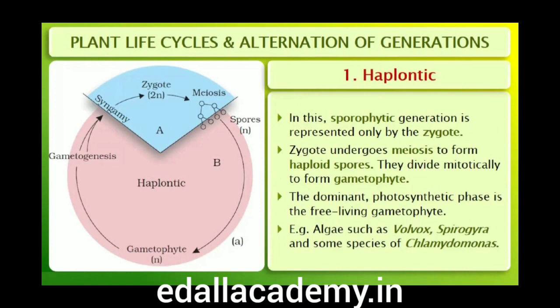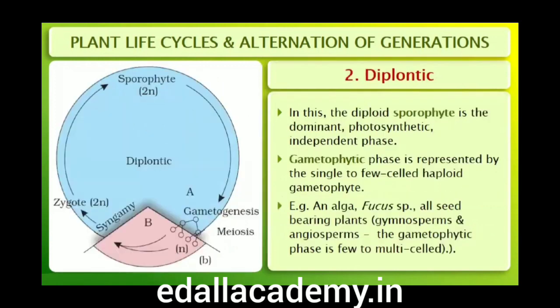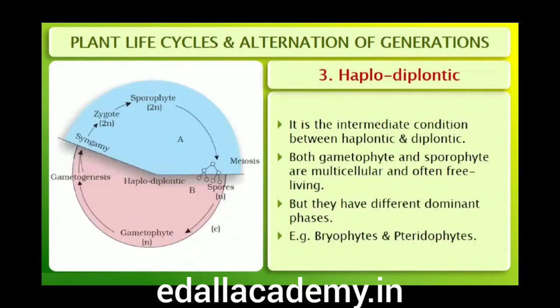Many algae such as Volvox, Spirogyra and some species of Chlamydomonas represent this pattern. 2. On the other extreme, is the type wherein the diploid sporophyte is the dominant, photosynthetic, independent phase of the plant. The gametophytic phase is represented by the single to few-celled haploid gametophyte. This kind of life cycle is termed as diplontic. An alga, Fucus sp., represents this pattern. In addition, all seed-bearing plants, that is, gymnosperms and angiosperms, follow this pattern with some variations, wherein the gametophytic phase is few to multicelled.